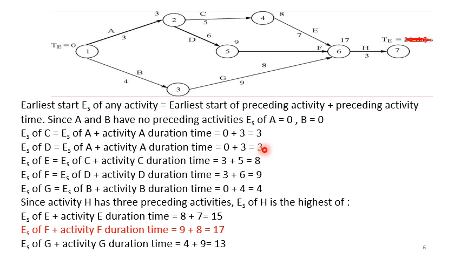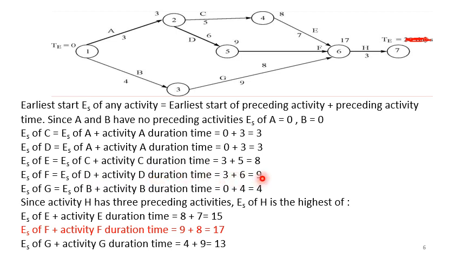Now activity E. The earliest start of activity E will be the earliest start of the preceding activity plus the preceding activity time, so the earliest start of C plus activity C duration time. The earliest start of C, as you have seen, is 3. So 3 plus 5 is equal to 8. Similarly, the earliest start of F is equal to ES of D plus activity D duration time, that is 3 plus 6, which is equal to 9.